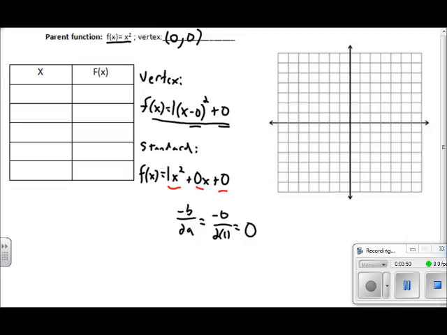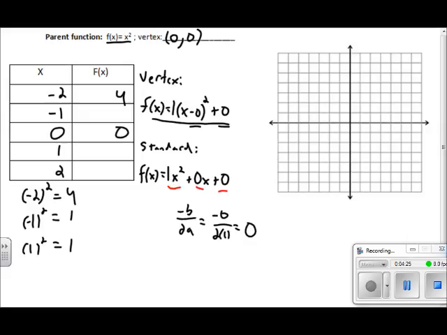So in vertex form, it's a lot easier to find where the vertex is. Since we know where the vertex is on our table, we'll just put that right in the middle. Now, if we want to find some points around that, we'll just go minus 1 and minus 2, positive 1, positive 2. So we're just doing nice points that are close to or around this 0. If we plug them in, negative 2 squared gives us 4. Negative 1 squared gives us 1. 1 squared gives us 1. And 2 squared gives us 4. So we have 4, 1, 1, and 4.